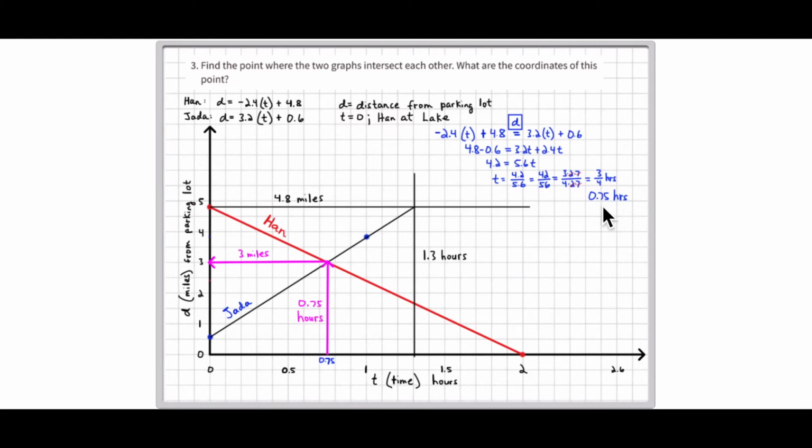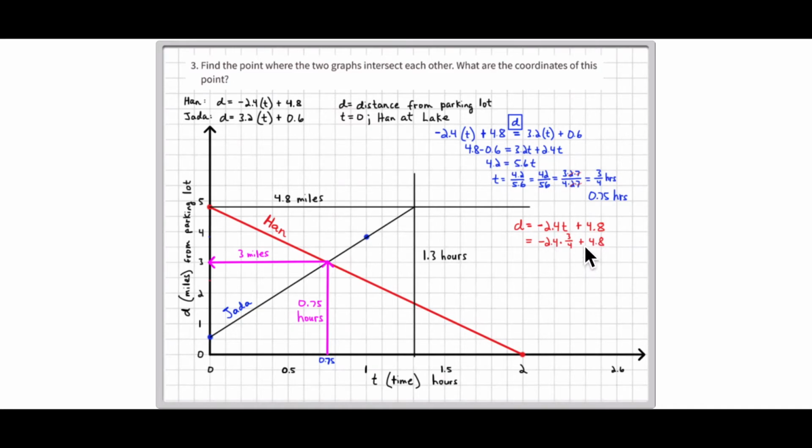Now to figure out the distance after that time, you use either of these two equations, because now that distance we know. To figure out the distance, you use either of these two equations, and now the time we know, which is 3/4 of an hour. So just use for this time here 3/4.